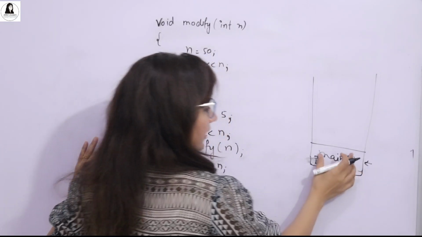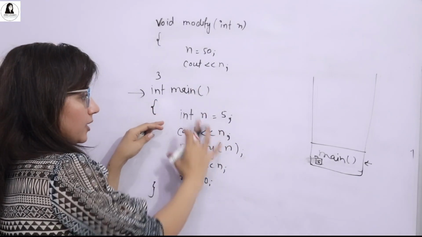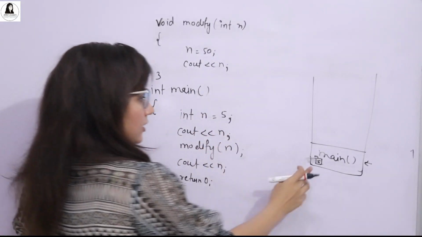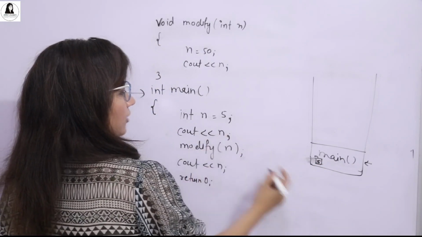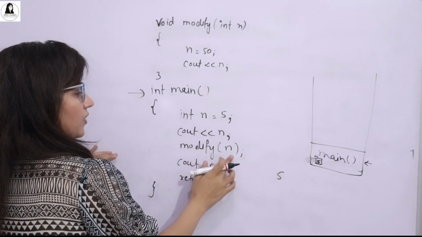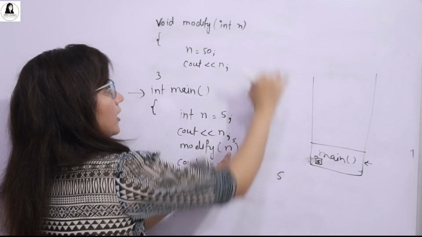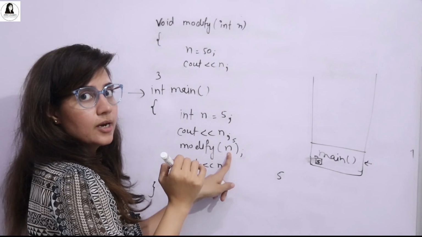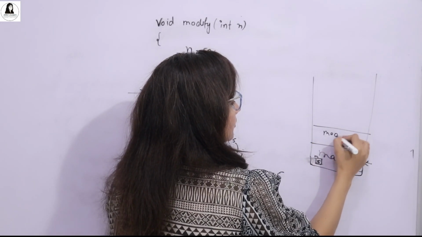In this frame, the local variable for main would be allocated, right? So here we have n value 5. Now we are printing cout n, so 5 would be printed. Now we are calling modify n. So here we have n, so this value 5 is to be passed here, right?